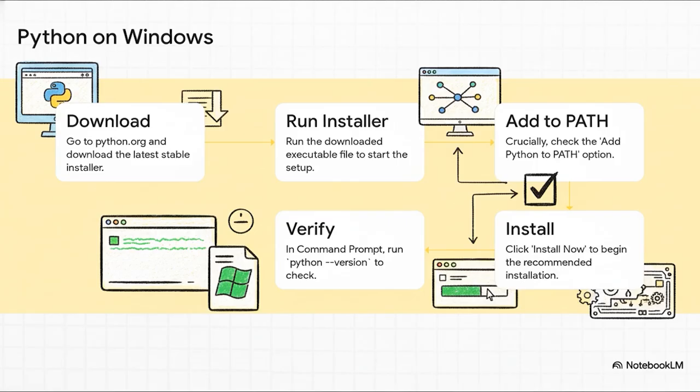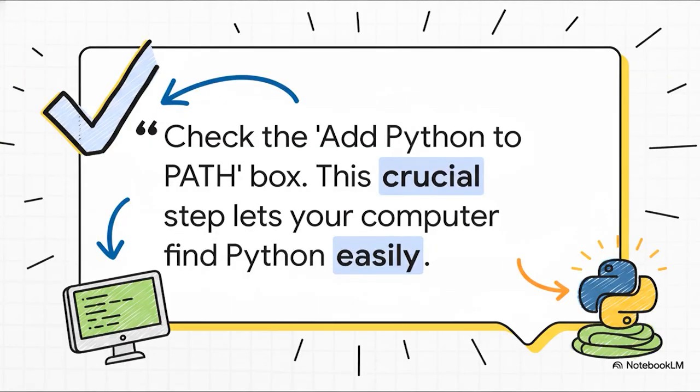Now, when that window pops up, you could just click Install Now, but hold on. This right here is the single most important step for Windows users. Seriously, make sure you check the box that says Add Python to Path. So what does that even mean? Well, it tells your computer where to find the Python program no matter what folder you're in. Think of it like adding Python's phone number to your computer's contacts. If you forget this step, your computer won't know how to call Python, and trust me, you'll run into some major headaches later. So please, check that box.